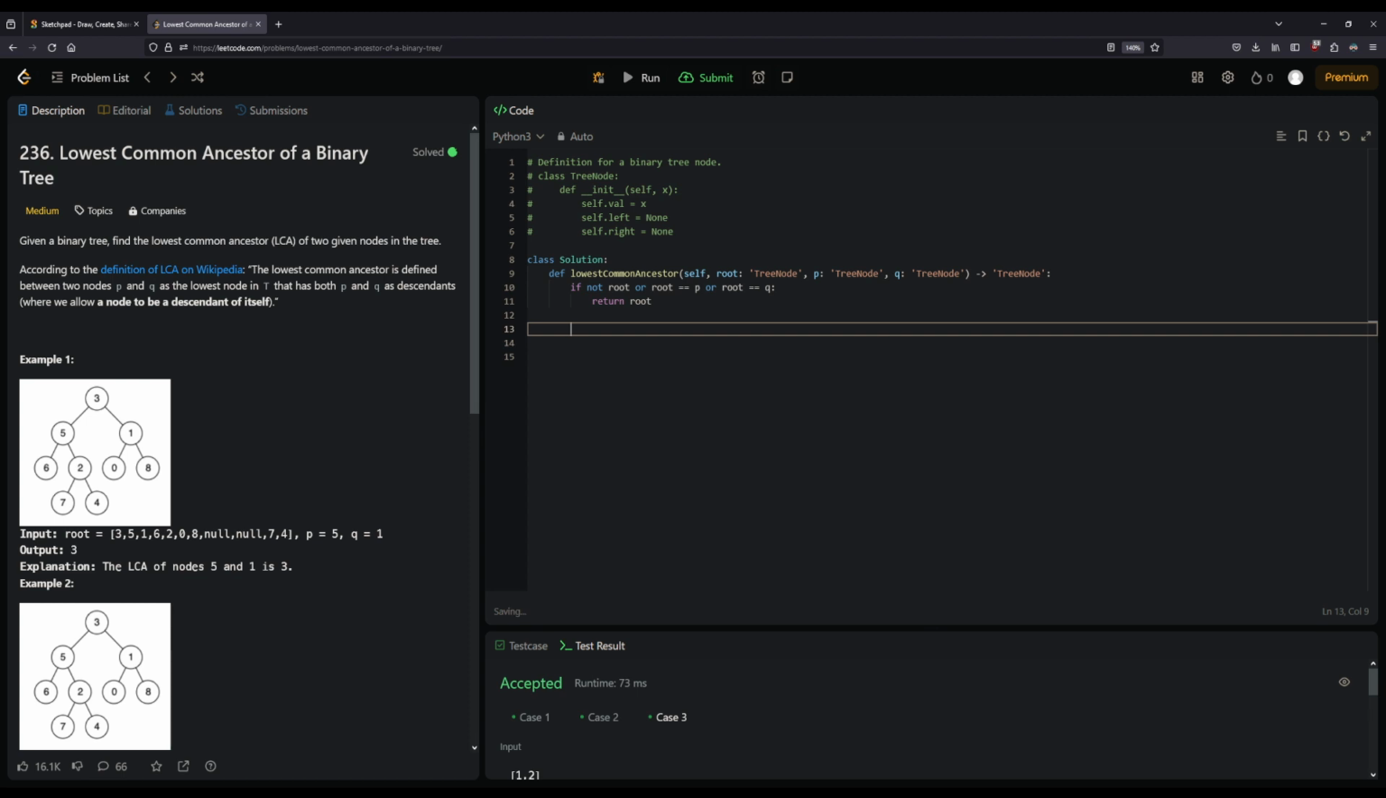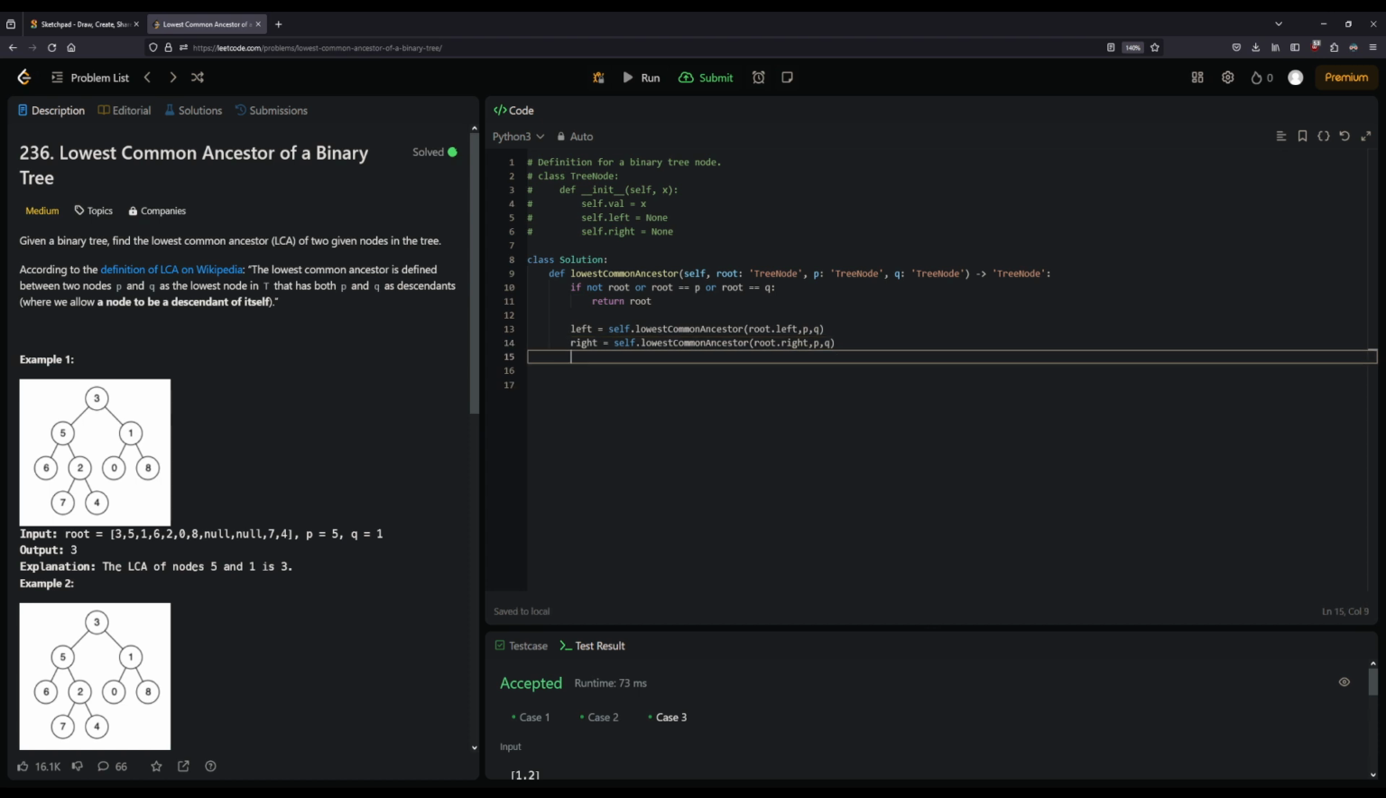Now I need to search to the left and to the right because I don't want to return the current node I'm looking at until I know if one of the nodes that we're looking for is below it. So left is equal to self dot lowest common ancestor, spell it right, ancestor, root dot left, and then I'm going to pass P and Q to it as well. And then right is equal to self dot lowest common ancestor, and it's going to be root dot right, P, Q. Okay. So now I have left and right, and let's go back to what we were talking about before.